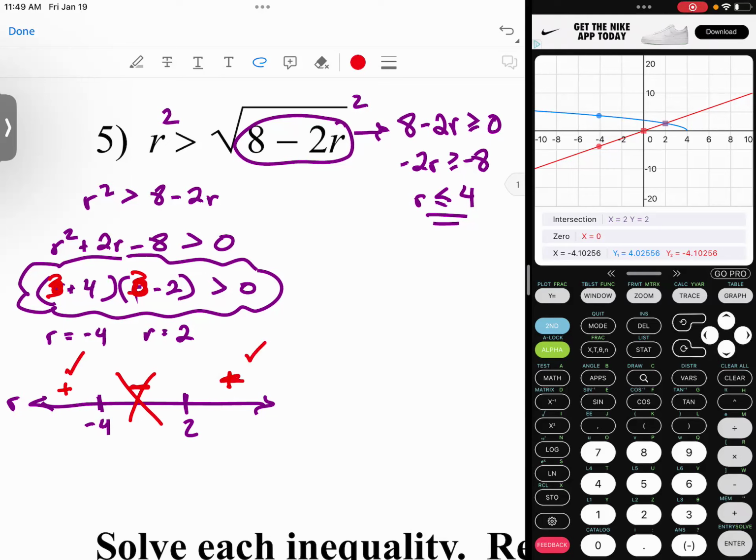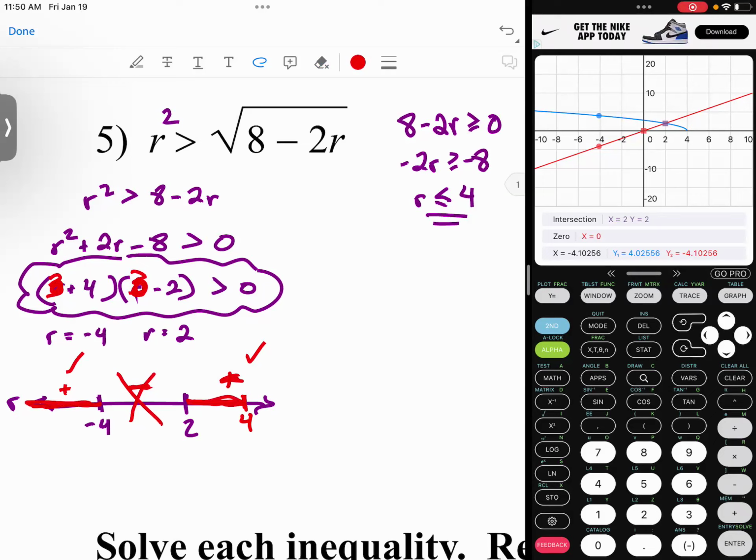So what are we going to do? Well, we're going to check for extraneous solutions up here. We know they have to be less than, less than or equal to 4. So they have to be somewhere down here. So these could be solutions, and then also these down here.